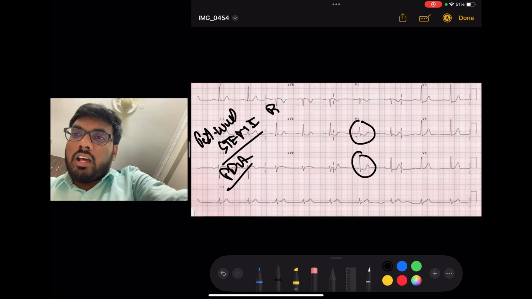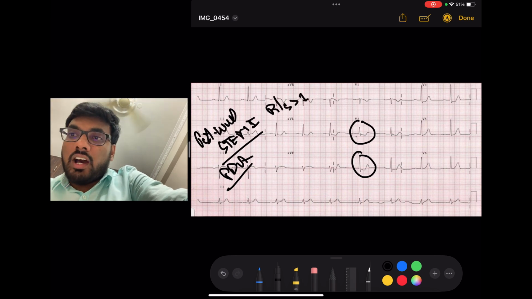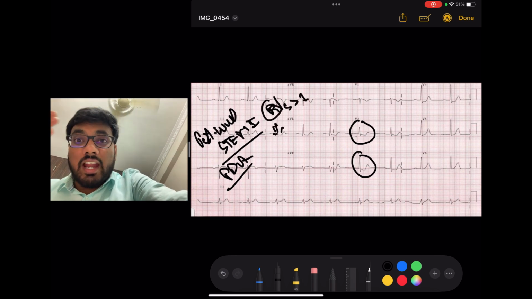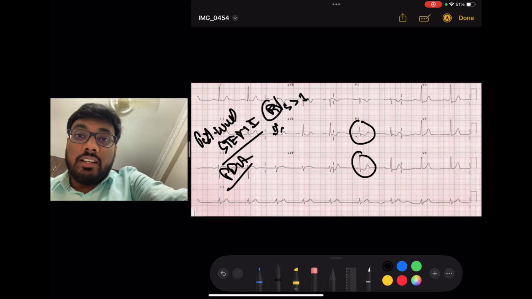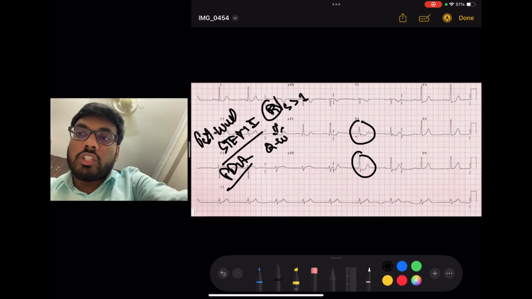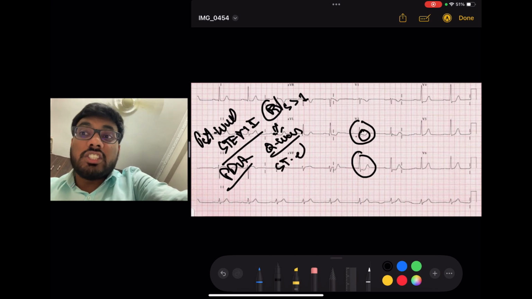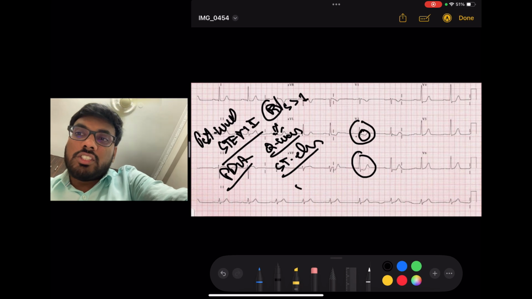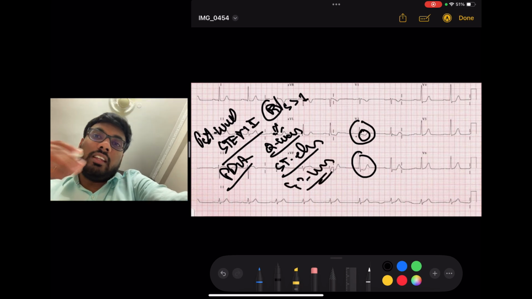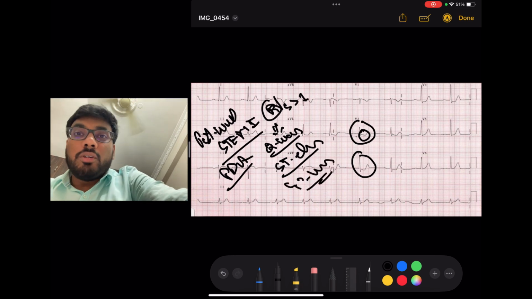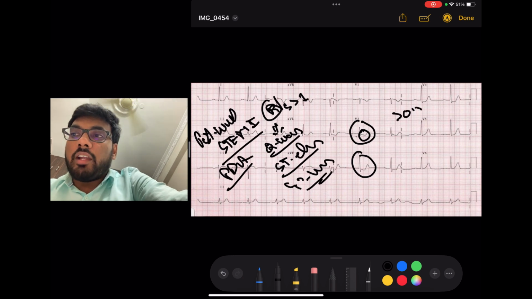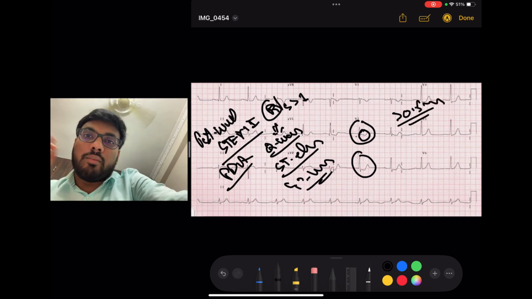By the way, this R by S ratio is more than 1. This R wave, what we are seeing in the anterior leads, but what has actually happened to the patient is posterior wall infarction. So in the anterior leads, what we are seeing is reciprocal changes. So this R wave indicates what? Q wave in the posterior leads, right? This horizontal ST depression suggests ST elevation in the posterior leads, and this upright T wave suggests T wave inversion in the posterior leads. Okay, how much ST elevation is required in posterior leads? 0.5 mm. In the rest, it is 1 mm.